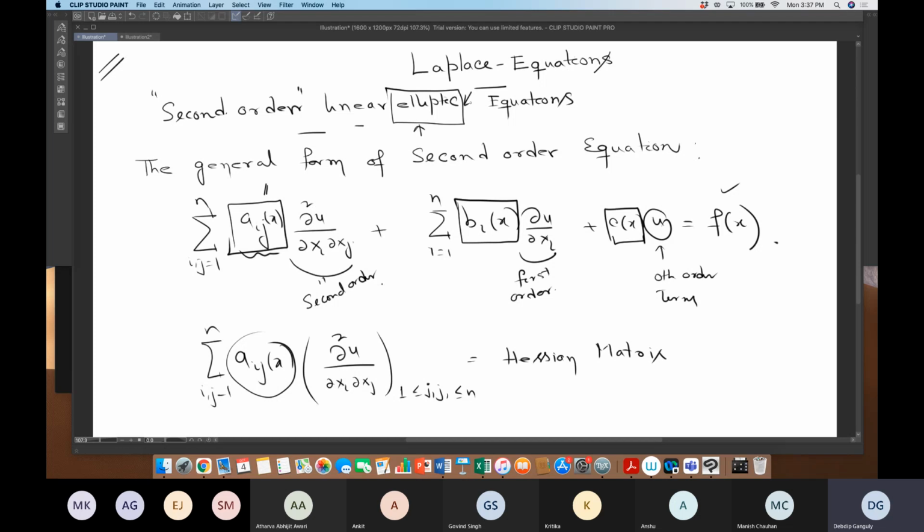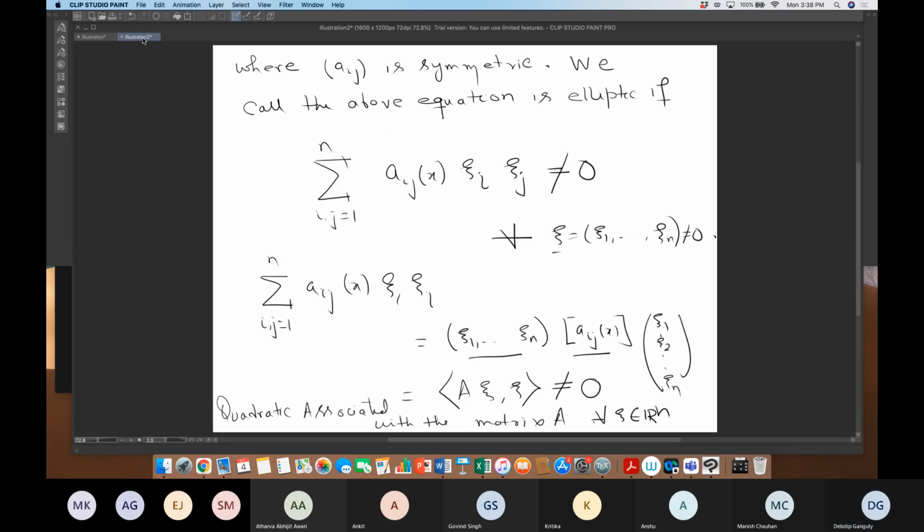A second order differential equation is said to be elliptic if the matrix Aij is symmetric and has a non-zero quadratic form, that is, A ξ ξ is not equal to 0. Is that clear?